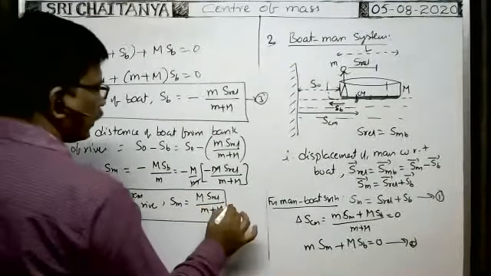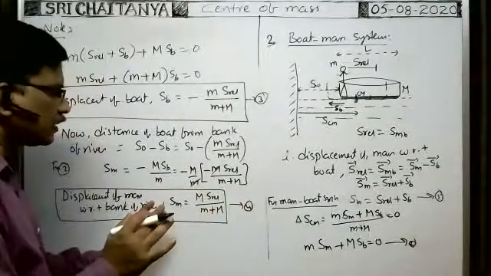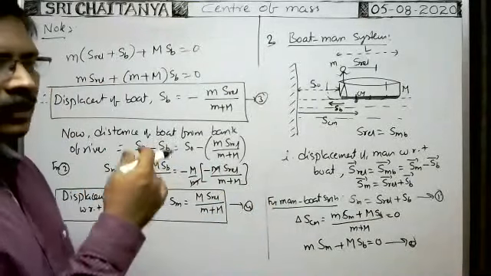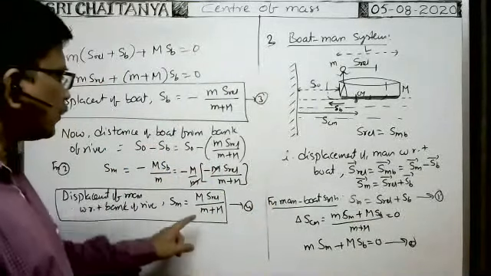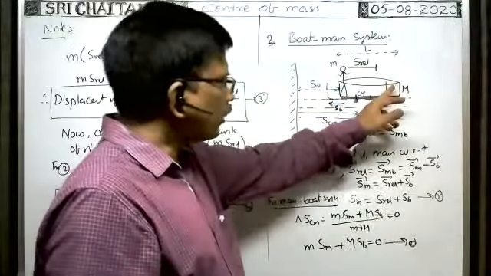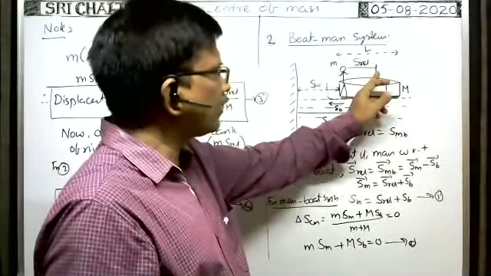It is also a very, very important formula. Of course, we should not remember the formulas. Concepts we have to remember, and based on that concept, you have to do the problem. Because you see, actually, with respect to the boat, the man travels a distance s relative.